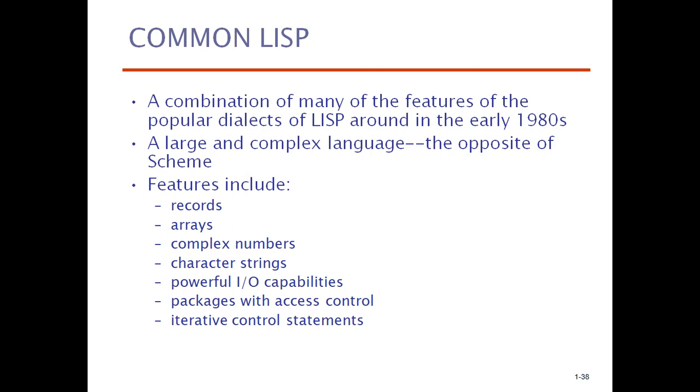A large and complex language, the opposite of Scheme, because Scheme is very simple compared to Lisp. In Common Lisp various features are included, such as arrays, records, complex numbers, character strings, powerful input-output capabilities, packages with access control, and iterative control statements. So these are the various features added in Common Lisp. But in Scheme, we will find very few of these features, and it is a very simple language. It can be learned within one day.